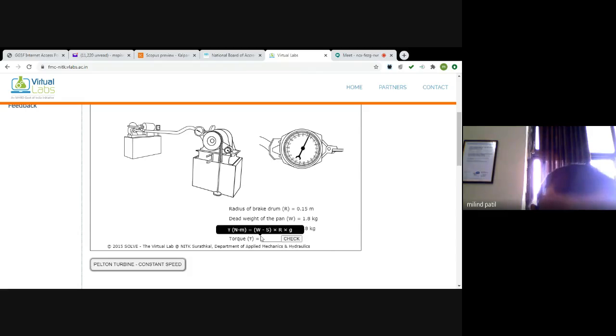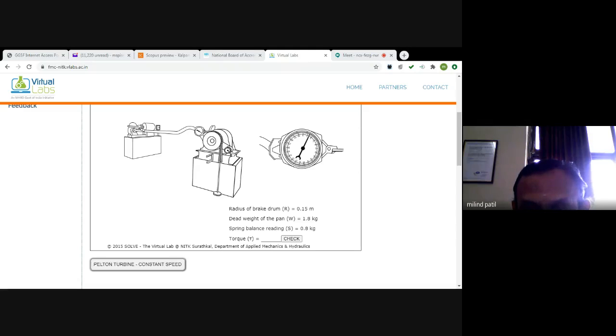If you move the cursor to this location, now you will have this equation. Just put these values in this equation: W minus S into R into g. So 1.8 minus 0.8 is 1, into 0.15 is 0.15, into 9.81. So you put your answer here. Remember, unless and until you put your answer here, you will not be able to move further. So you must do the calculation on your calculator and put the answer here.